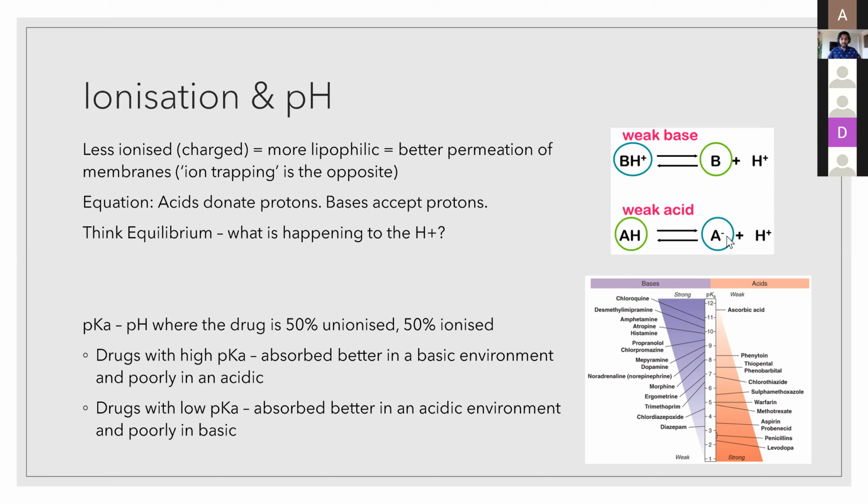If anything doesn't make sense, once again, just chuck it in the chat. And then this is where this term comes along. There's this term called pKa, and the pKa is the pH where the drug is 50% unionized and 50% ionized. So if you have a pKa of 10, at a pH of 10, that drug will be 50% unionized and 50% ionized. If the pKa of a drug is 7 or above, it tends to be more of a basic drug. And if the pKa is 7 or below, the drug tends to be more acidic.